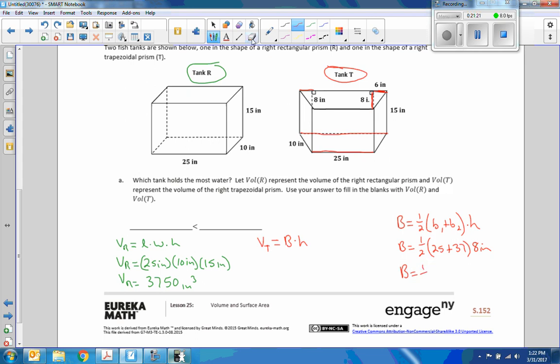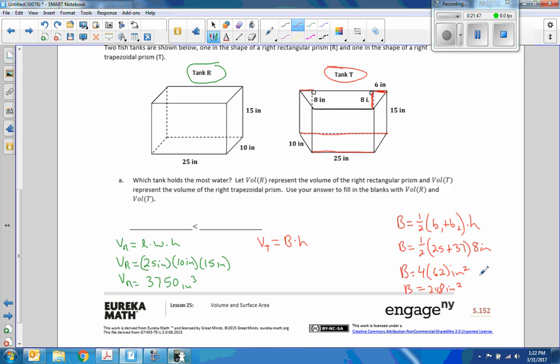Well, how about I just fix this as I go? I can get rid of that 8 first. 1/2 of 8 is 4. And 25 plus 37 is 62 inches squared is what we're going to come up with, because these were inches and these were inches. So the base area is 4 times 62, which is 248 inches squared.